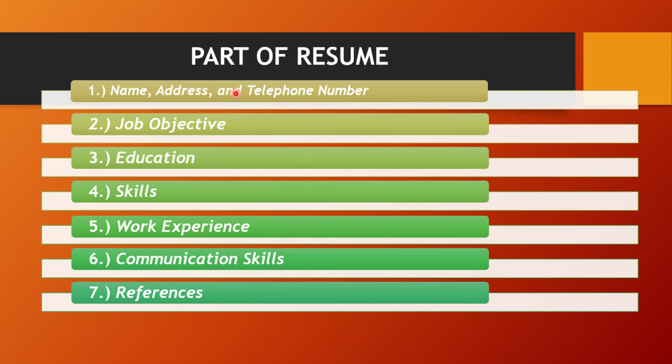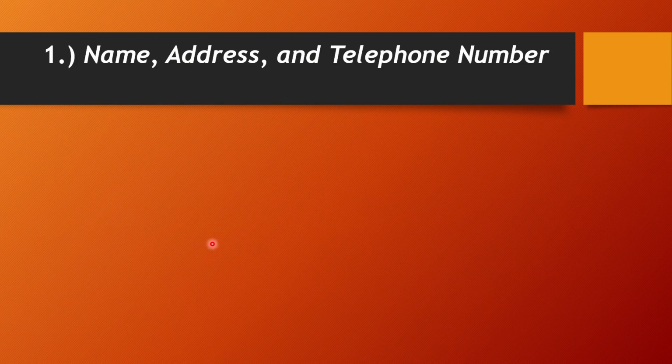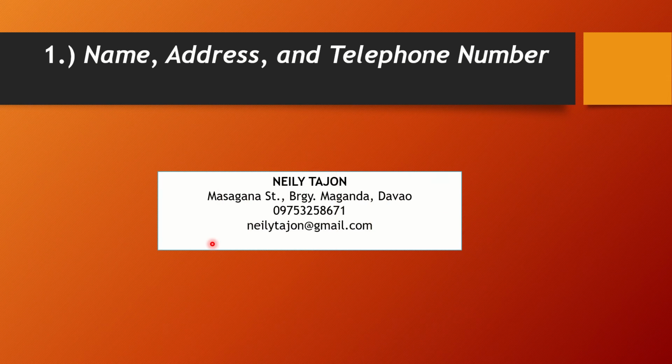Now, for you to do that, you need to know the different parts of the resume. These are name, address, and telephone number, job objective, education, skills, work experience, communication skills, and references. Let's have first the name, address, and telephone number. So, for example, Naily Tahon from Masagana Street, Barangay Maganda, Davao, with her contact number and email address. In writing a resume, you need to put the name, address, and telephone number at the upper part, no, of the document. Also, you need to use a formal email.